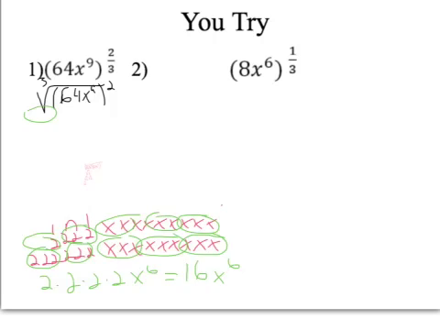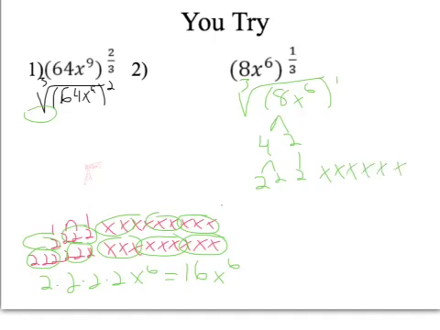So 8x to the 6th raised to the 1/3 power. To set up as a radical, your index would be 3. You would have 8x to the 6th to the 1st power. The exponent is 1, so you do not need to write out any more. You need to break down 8, which is 4 and 2, 2, which is 2 and 2, and 2. And I have 6 x's.